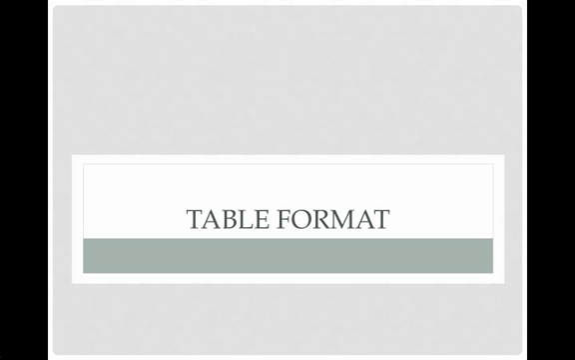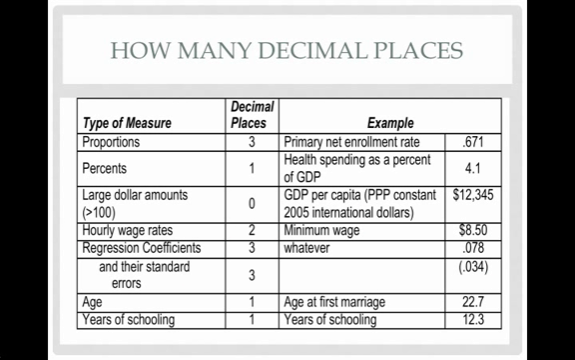Table format. How are you going to put your descriptive statistics together? One thing that I showed you in the last lecture is that you don't want to have too many decimal places. So how many are the right number? Here's a guide. For proportions, you want 3.